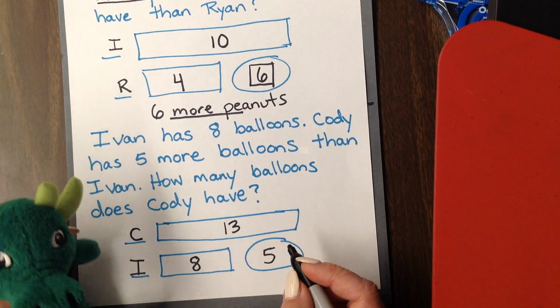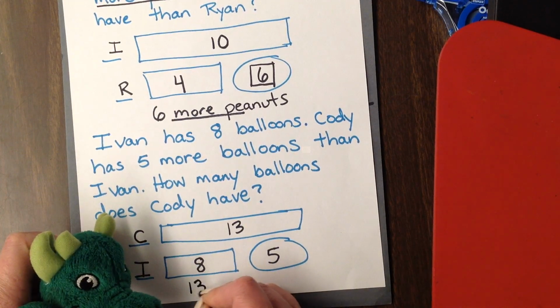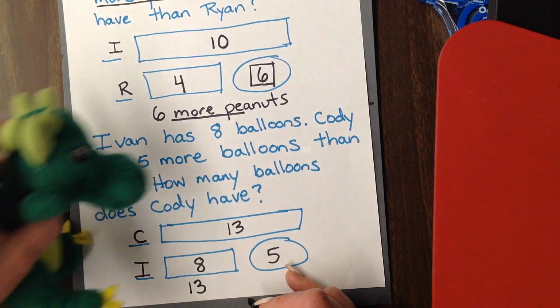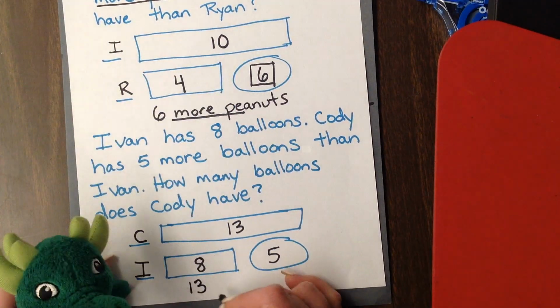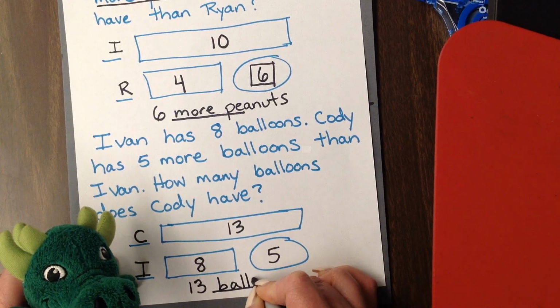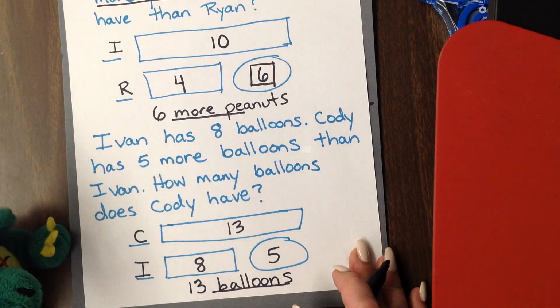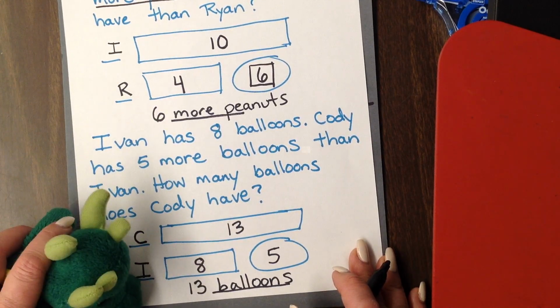All right, but we still need our label. Oh, yeah. Okay. So put 13 right there. Okay. So 13, Cody has 13 what? Now it just says balloons. We just put balloons. All right, good job. Balloons. O-O-N-S. 13 balloons.